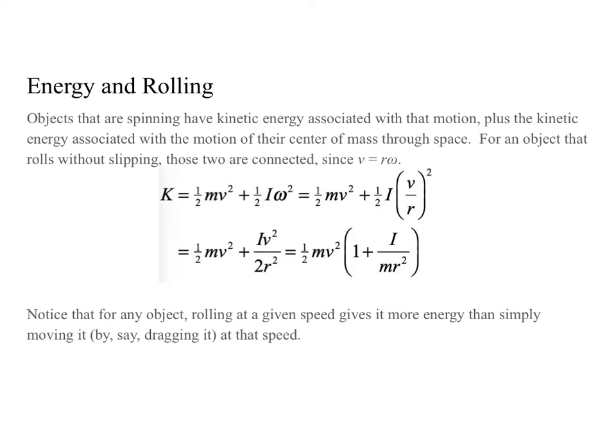Objects that are spinning have kinetic energy associated with that motion, plus the kinetic energy associated with the motion of their center of mass through space. For an object that rolls without slipping, those two are connected because v equals R omega. So we can write K is a half mv squared plus a half I omega squared. But remember that omega is v over R. So we can say a half mv squared plus I v squared over 2R squared, or a half mv squared plus a correction factor. Notice that since this is always positive, rolling at any given speed has more energy than if it were simply sliding at that speed.